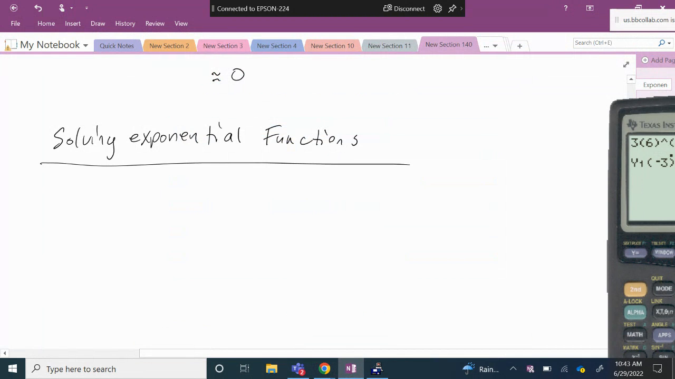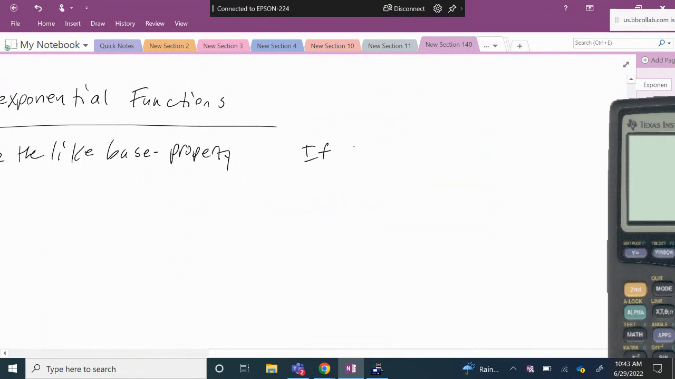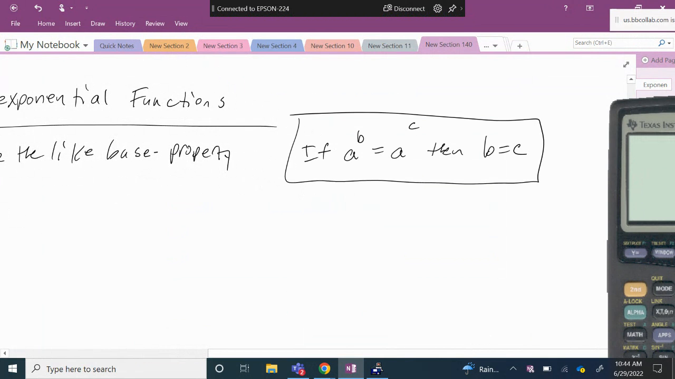So this is the like base property. If you're asked to use the like base property, this is what they're referring to. It says that if a raised to the b is equal to a raised to the c, then you can set b equal to c. So let's actually see that in action.